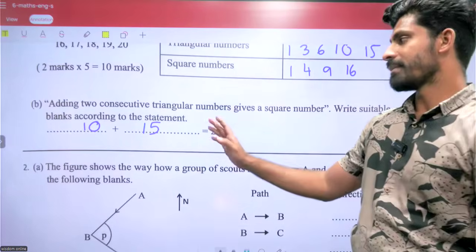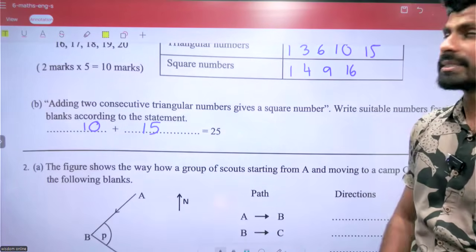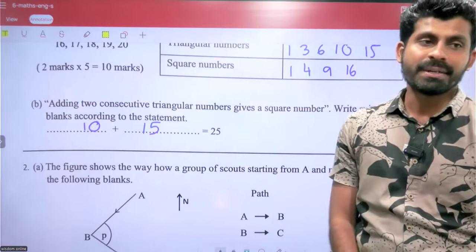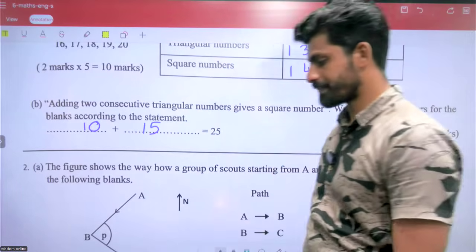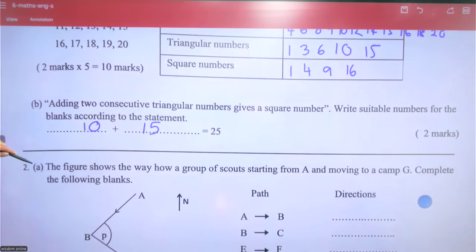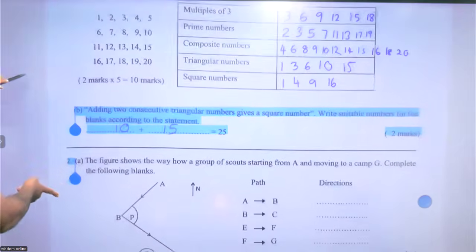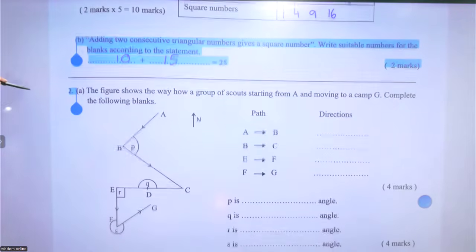So 10 plus 15 equals 25. Adding 2 consecutive triangular numbers gives a square number, right? So that's all. Now let's quickly move to the second one, right? So we can quickly move to the second one. Let's see. Second question.